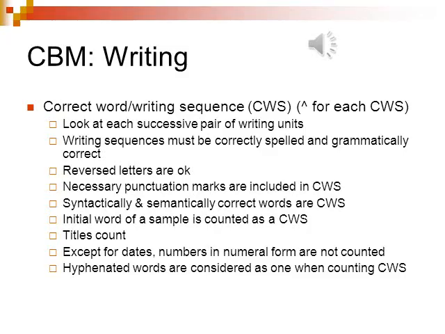Syntactically and semantically correct words are correct writing sequences. So you can't have a word in there that doesn't actually make sense. You can't be scoring correct writing sequences in something where the sentence structure is incorrect. The initial word of a sample is counted as a correct writing sequence. Titles count. Numbers in numeral form are not counted unless they're dates. And hyphenated words are considered as one. So this is different from when we talk about total words written and words spelled correctly. Here it's going to be considered one word, not two.